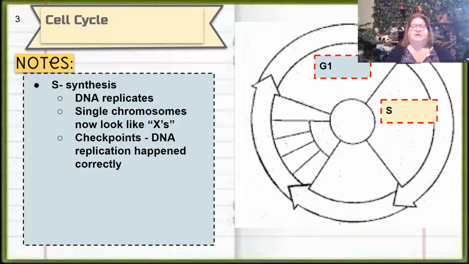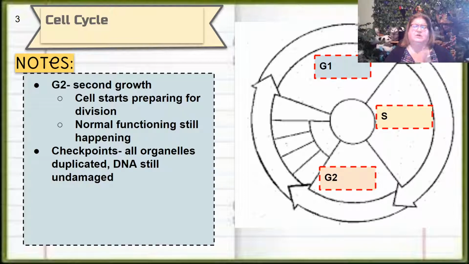And at that point, we get the single chromosomes that now look like X's. They are duplicated chromosomes. It would still be 46 chromosomes, but duplicated. Now, the checkpoint here is that the DNA replication happened correctly. If it did not, a proper cell would stop at this point, either fix it or self-destruct. We cannot have cells dividing with damaged DNA. That's not good. All right, if everything's good, we're going to go through the second growth phase, G2.